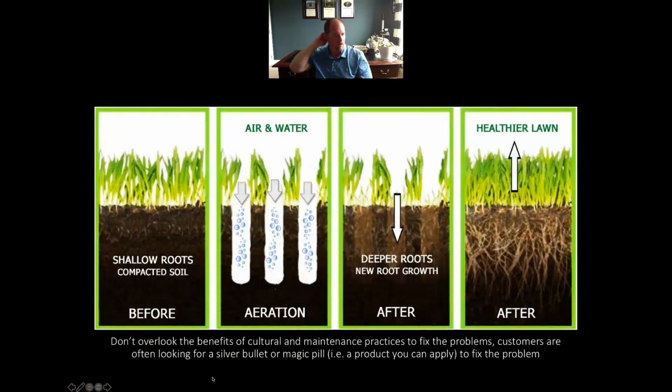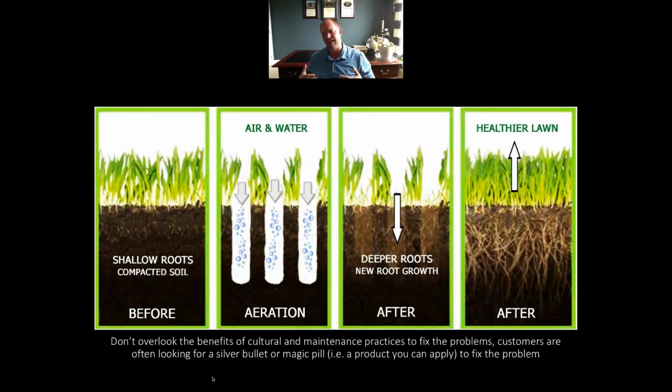You also don't want to overlook the benefits of cultural maintenance practices to fix problems. So again, don't always assume that there's some soil issue going on. A lot of times you get in there and your soil texture looks decent, organic matter's decent, pH is decent, soil nutrients are adequate. So if everything looks great on that front, then something else has got to be going on. And so you don't want to overlook the benefits of cultural maintenance practices to fix these problems.